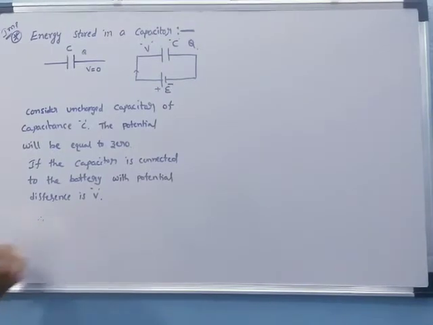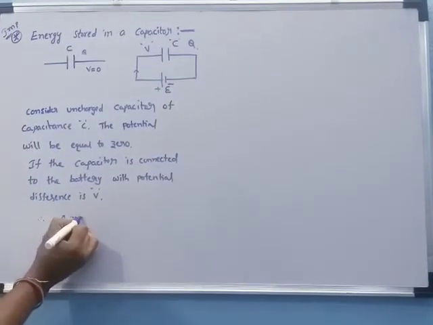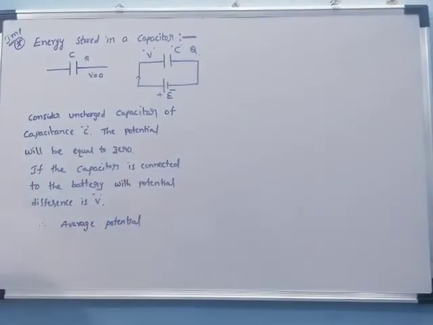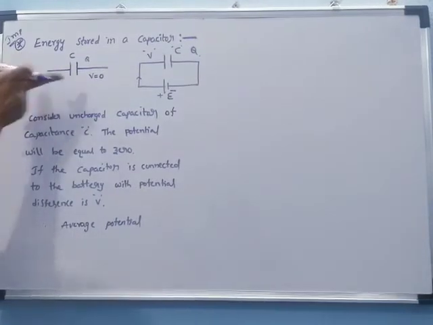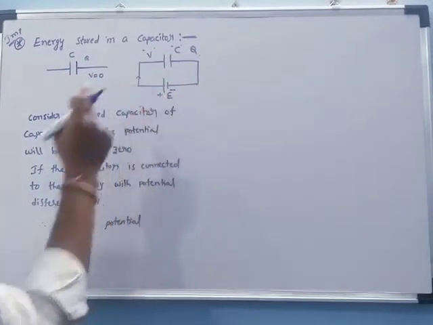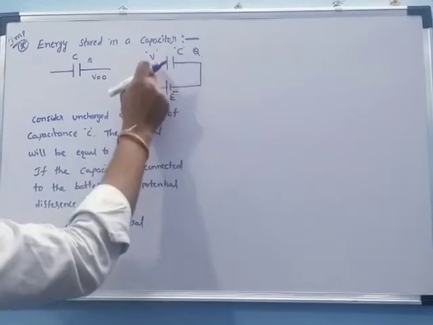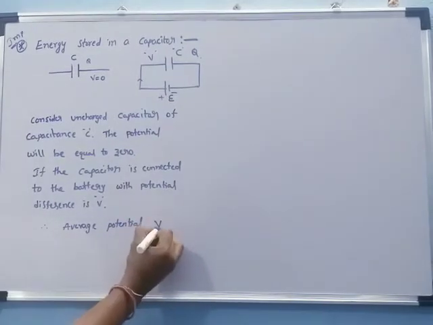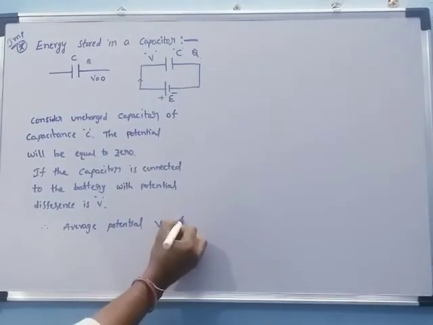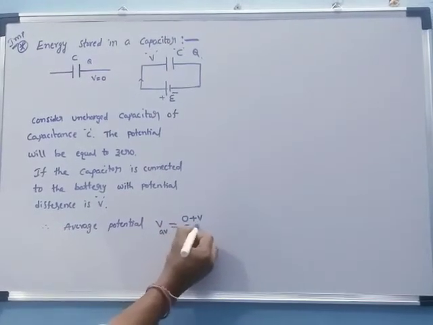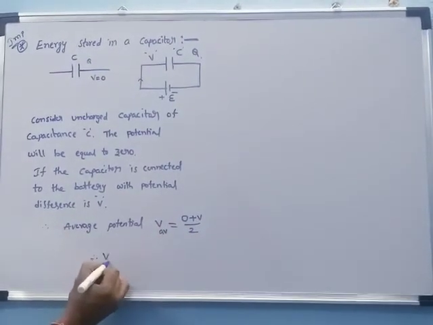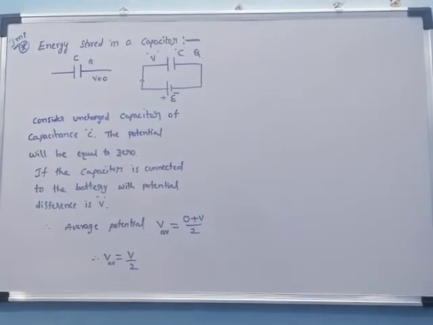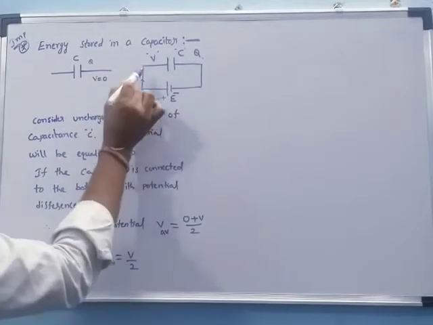Therefore, average potential. What is the average potential? Initially the potential is 0. After it is connected to the battery, it charges, and the potential becomes V. Then the average potential between the initial and the final is V average equals (0 + V) by 2. Therefore V average is equal to V by 2.